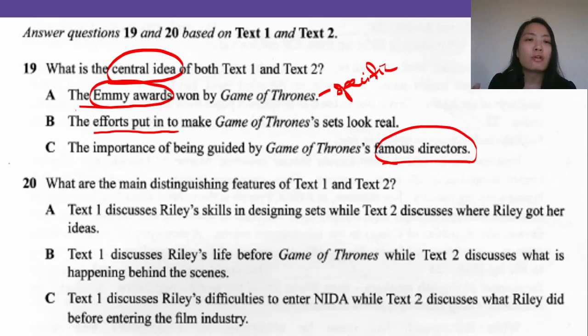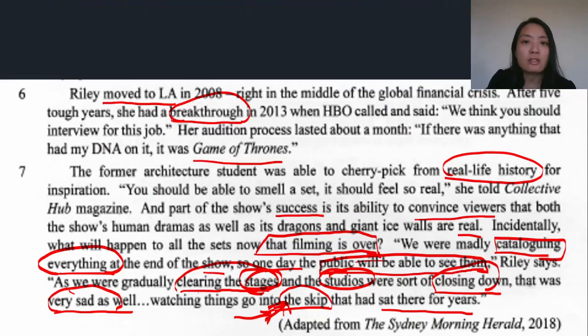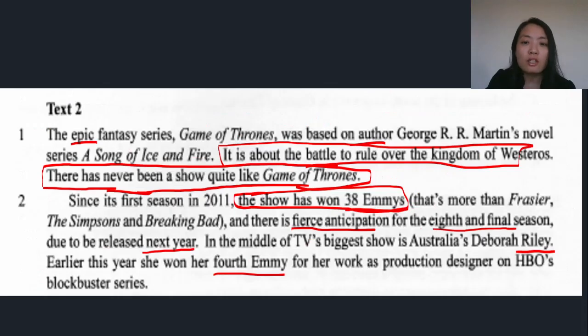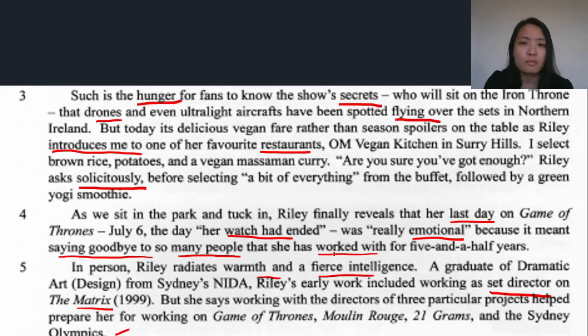If you can remember what you read earlier, it was mainly talking about what she did, the things that she did. She went to university to study and research about this and that to make the set look real, in both text 1 and text 2. It says here again the central idea. So if you go back to text 1 and text 2, text 1 was talking about the challenges and all that, studying. Text 2 was talking about all the effort that she has put in.